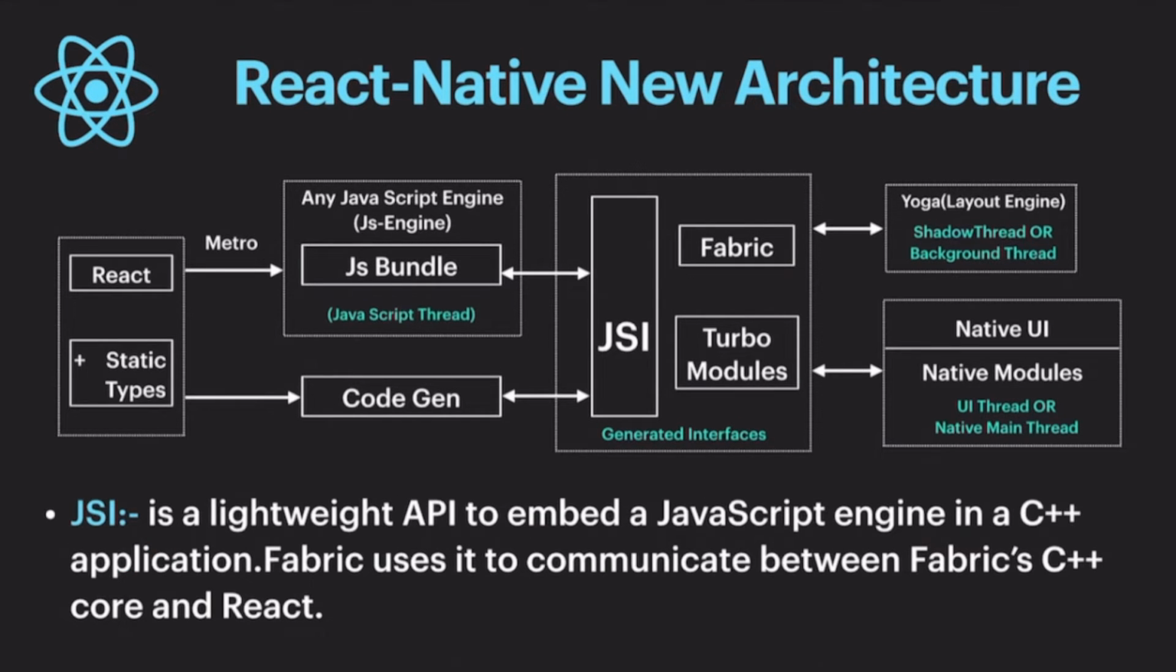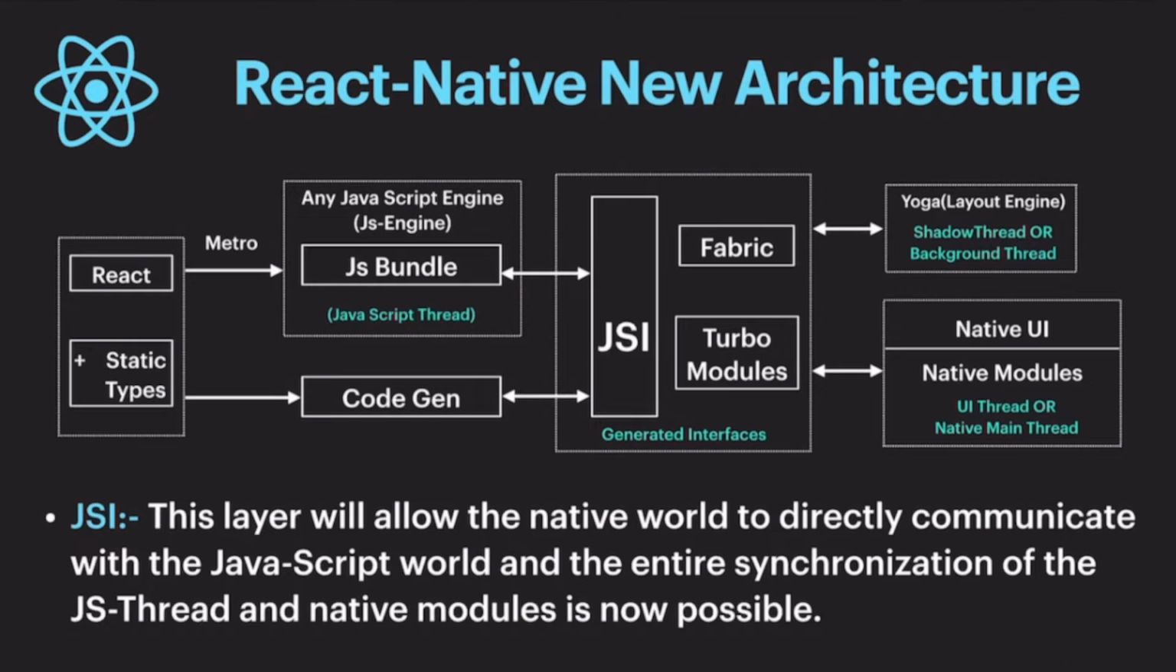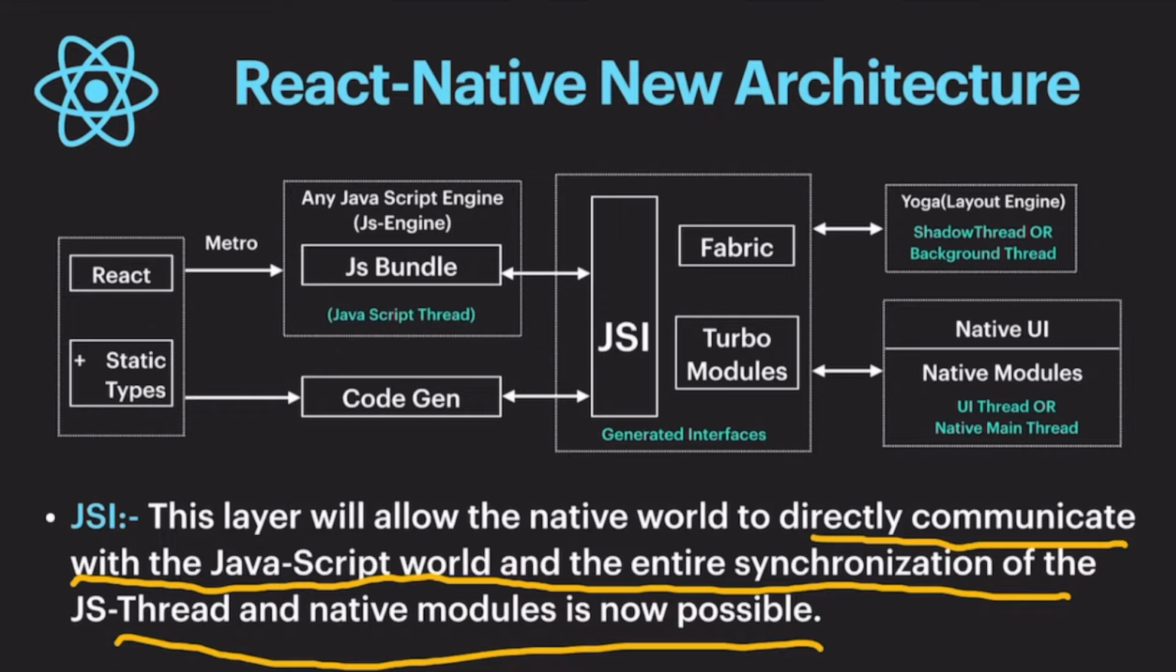JSI is a lightweight API to embed a JavaScript engine in a C++ application, and Fabric uses it to communicate between Fabric's C++ core and React. Actually this JSI layer allows the native world to directly communicate with the JavaScript world, and entire synchronization of the JS thread and native module is now possible. The main point is that direct communication with the JavaScript world and entire synchronization of the JS and native threads is now possible. So this is the main point of JSI.